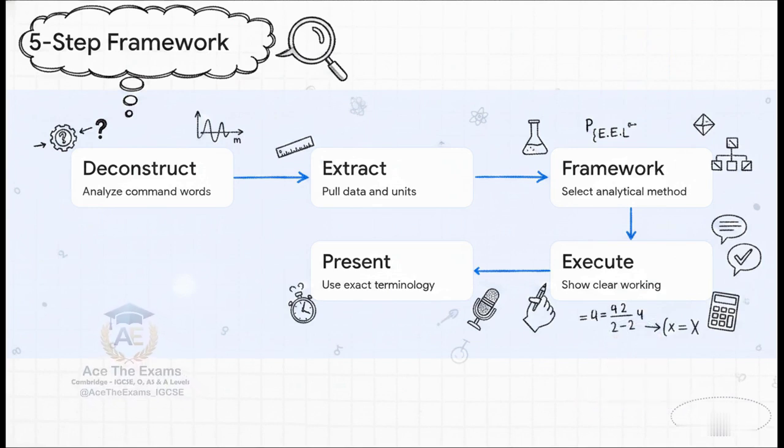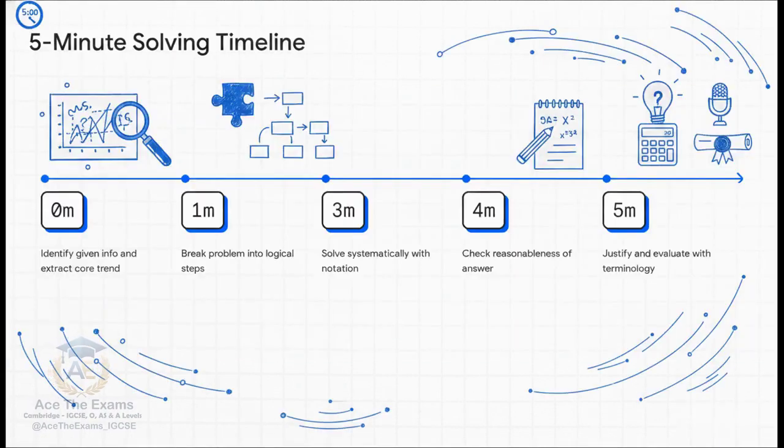Step 4. Execute your notation. Show your working clearly, line by logical line. And finally, Step 5. Present terminology. Ensure you are using the exact, precise physics vocabulary that the examiners demand. Let's actually map that framework onto a chronological timeline, because time management is everything. Imagine answering a really high-mark quantum physics question under severe deadline pressure, using our deconstruct, solve, evaluate model.